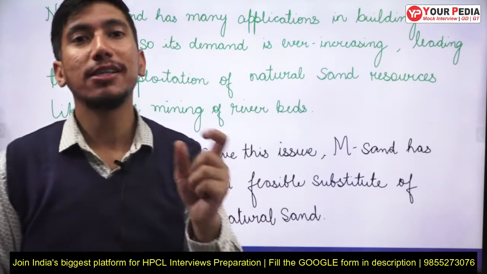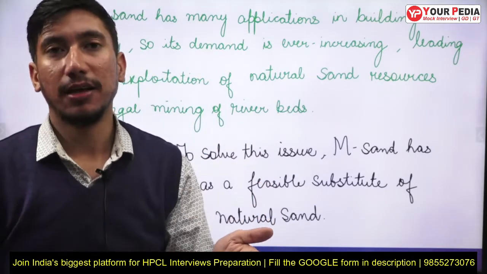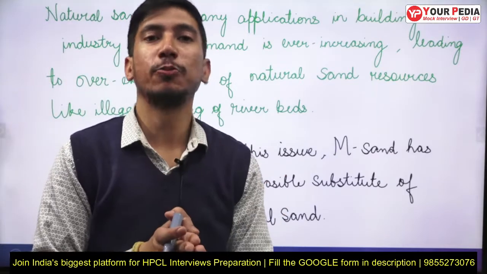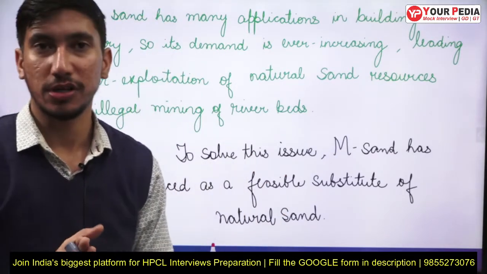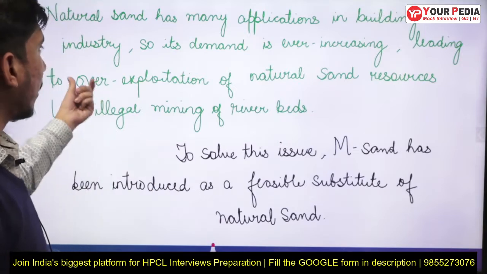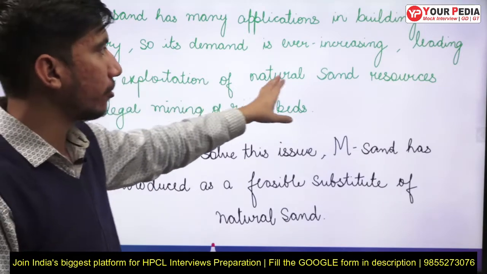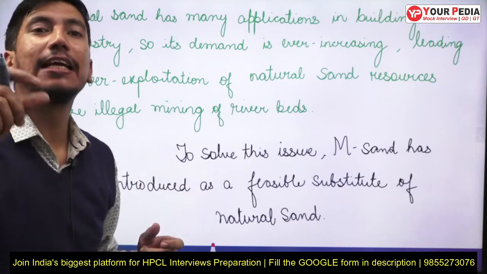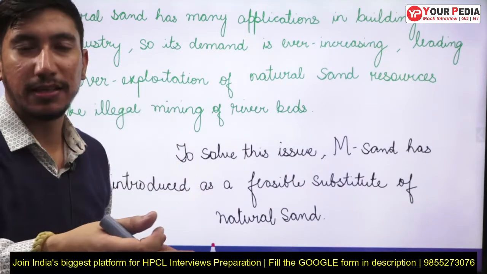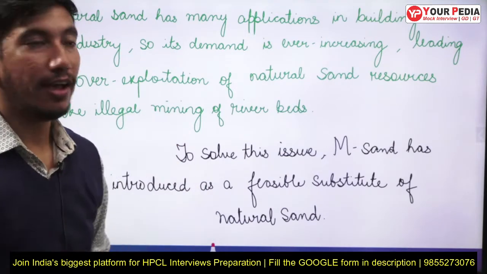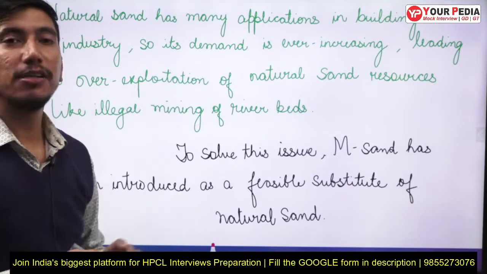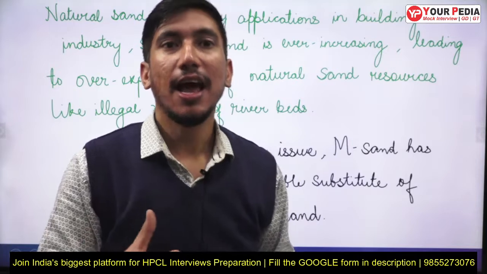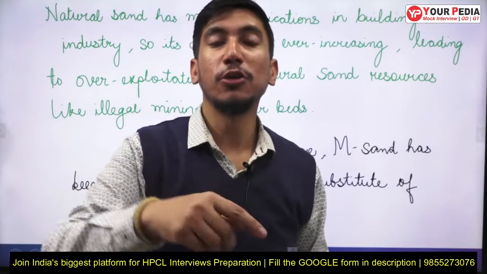So the demand for sand is increasing every day, and it's increasing manifold, and this is putting a lot of undue pressure on the natural sand resources. Because of this, it has led to the over exploitation of these resources. For example, you might have heard of illegal mining going on in the riverbeds, which is called avaid khanan. That is only because people are demanding natural sand in large quantities, and it is very difficult to meet that demand.